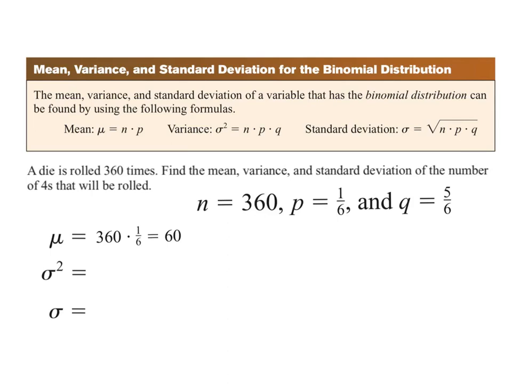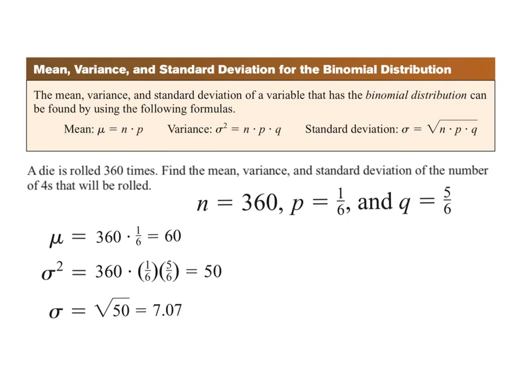How many have the variance already? The variance is just multiplying all three of them together. It's exactly 50. So how do I find the standard deviation? Square root of that. The square root of 50 is 7.07. How many have that? If you round to 7.1, that's fine.